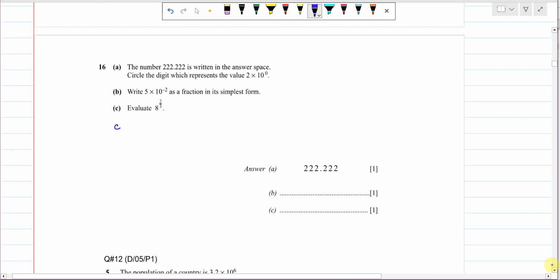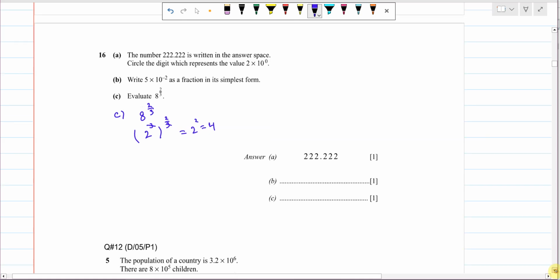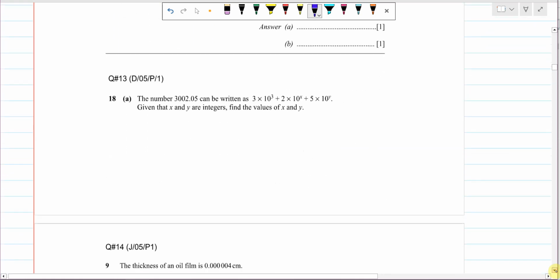16 part C. It says evaluate 8 to the power 2 upon 3. If I'm writing 8 in the form of 2 power cube, the benefit is that 3 and 3 cancel, and now you get 2 to the power 2, which is equal to 4. That is your answer. Next one.